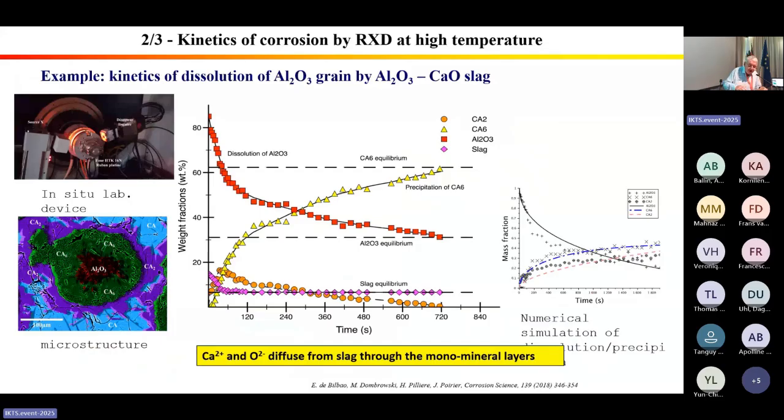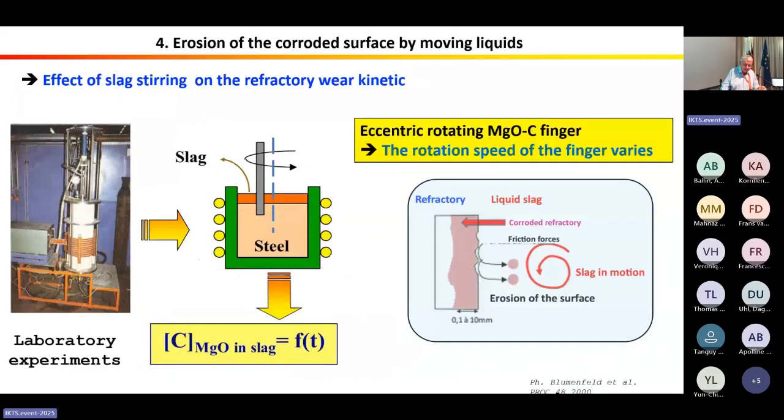And we are able to model this experimental value, and you have here a curve. We represent the experimental value and the modelization of the kinetics of corrosion. The fundamental aspect is that the calcium and oxygen ions diffuse from the slag through the monomineral layers of the refractories.